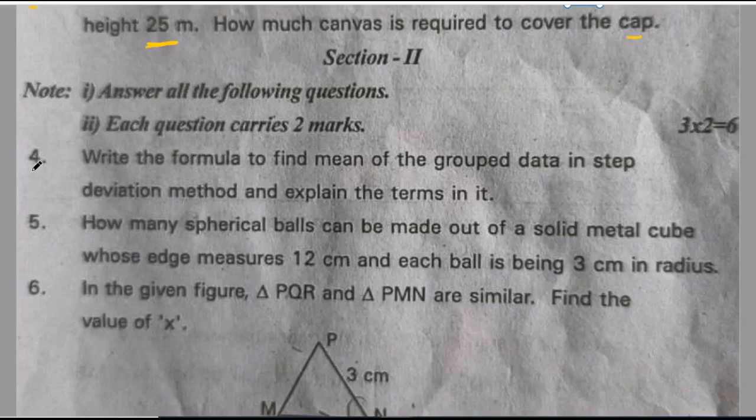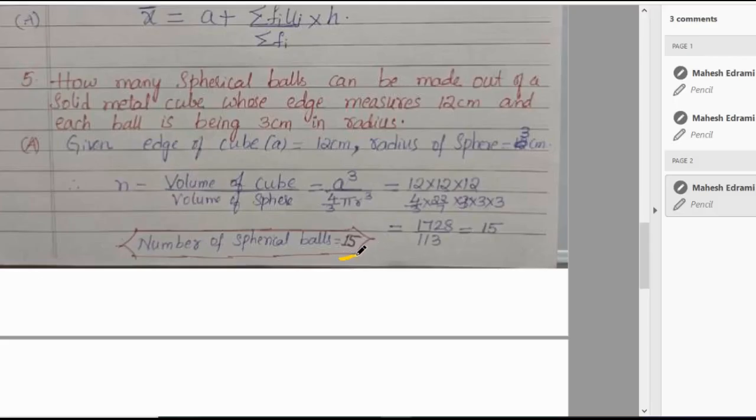We'll move on to section 2, fourth question. Write the formula to find mean of the grouped data in step deviation method. So we know the formula for step deviation method, that is A plus sigma fi ui by sigma fi into h. Fifth question, how many spherical balls can be made out of a solid metal cube whose edge is 12 centimeters and each ball is 3 centimeters in radius? So 15 such number of spherical balls are required.